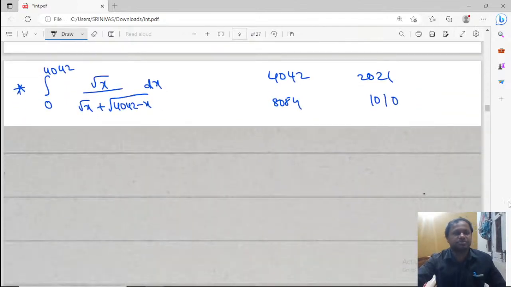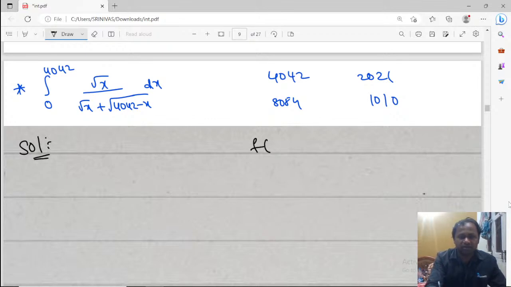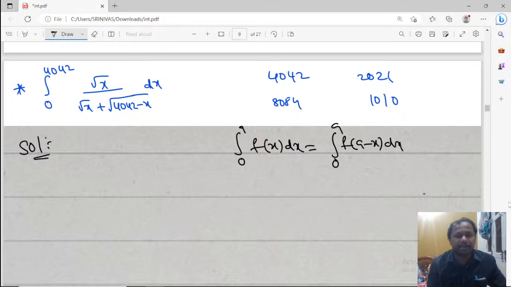Next, another problem. So probably this will be the last problem. Actually, we will do this problem based on the property: integral 0 to a f of x dx is equal to integral 0 to a f of (a minus x) dx. But that takes a little bit more time.